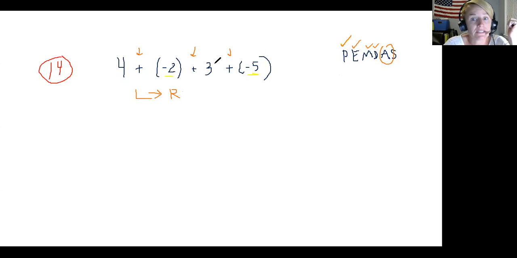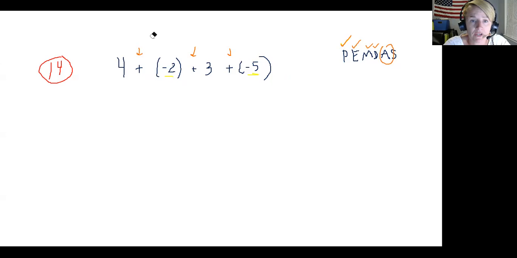Plus 3 is 5. And then plus a negative 5 is going to be 0. I could have done it that way, and then obviously my answer is 0. But some of you like to combine things, which there's nothing wrong with.